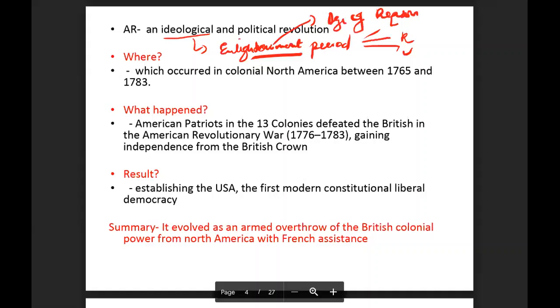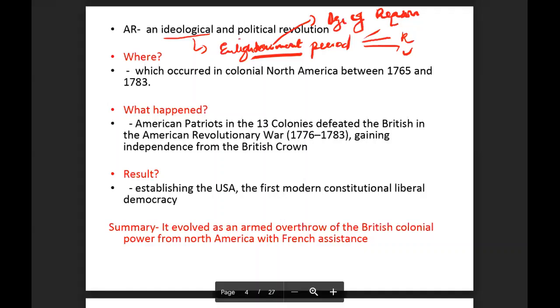Don't worry, with respect to the Enlightenment, we'll have a separate day, maybe tomorrow we'll discuss the Enlightenment. For this American Revolution, you only have to know this one: it is an ideological and political revolution. I'll tell you how the political aspect has come.